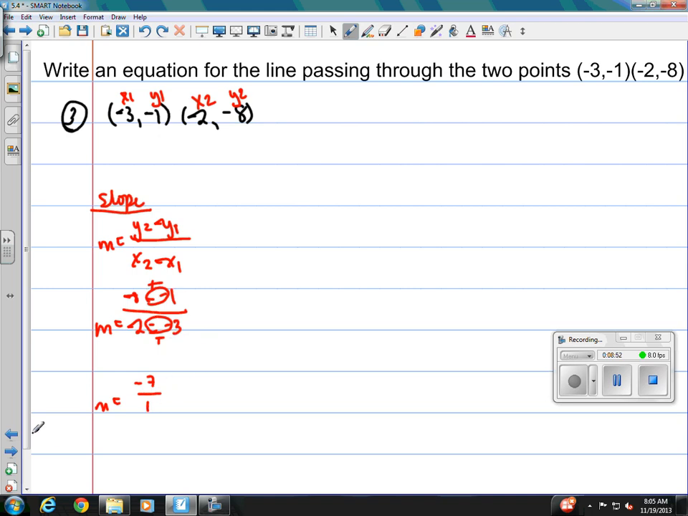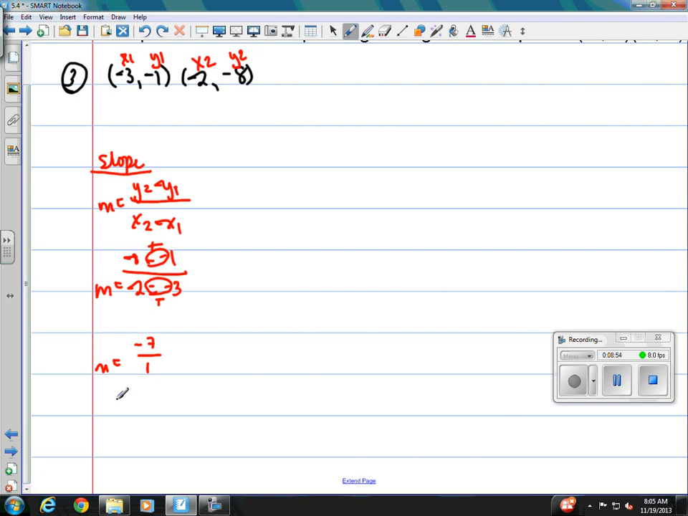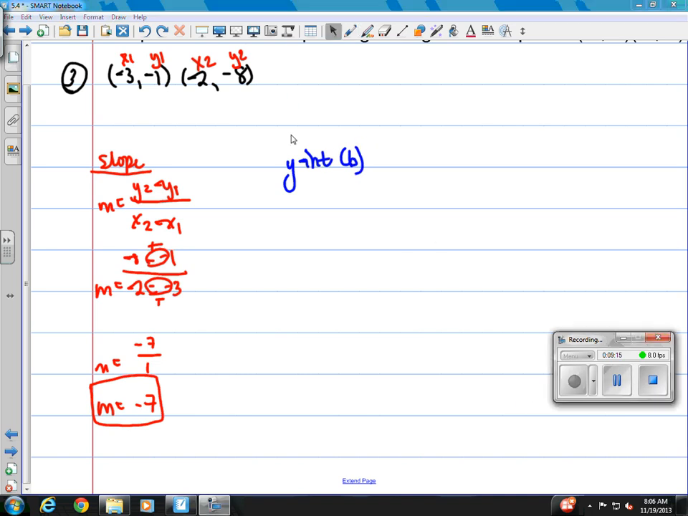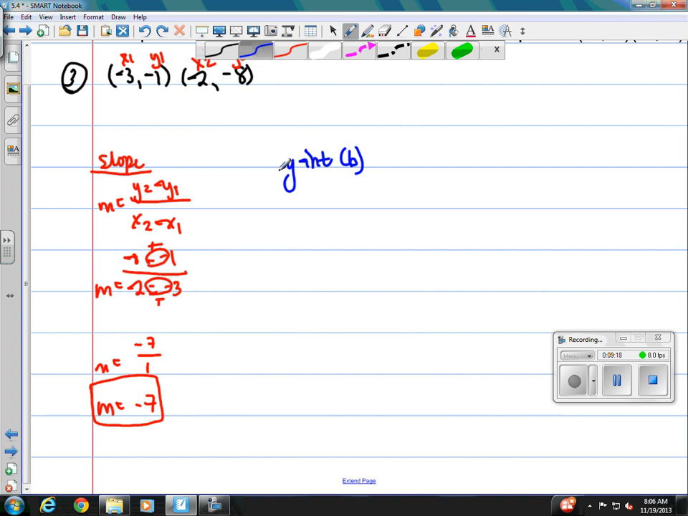We always want to check to see if that can reduce. And -7 over 1 can reduce and say -7 divided by 1 is -7. So we now have our m. Next thing we need to find is our y-intercept, which is our variable b. Okay, so that's our variable b. And we're going to plug it all into our y equals mx plus b. Now, because we have 2 ordered pairs, it doesn't matter which ordered pair you pick.